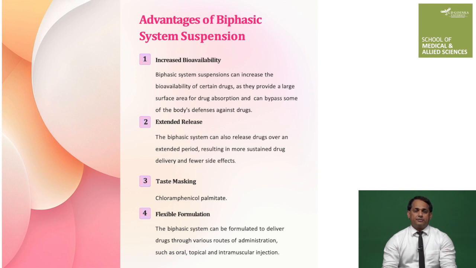Advantages of suspensions. Suspension can improve the chemical stability of certain drugs like procaine penicillin G. Drug in suspension exhibits a higher rate of bioavailability than other dosage forms. Bioavailability is higher for solution, then suspension, capsules, and then compressed tablet. Suspension can control duration of action and onset of action, for example, protamine zinc insulin suspension. For taste masking, we have a good example like chloramphenicol palmitate. The biphasic system can be formulated to deliver drug through various routes of administration such as oral, topical, and intramuscular injection.